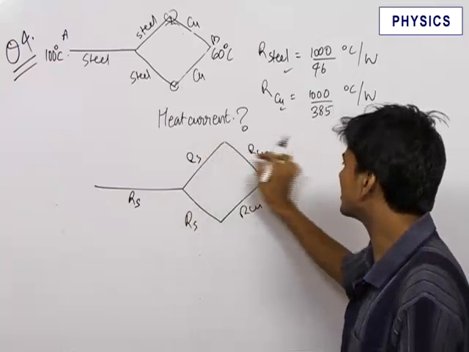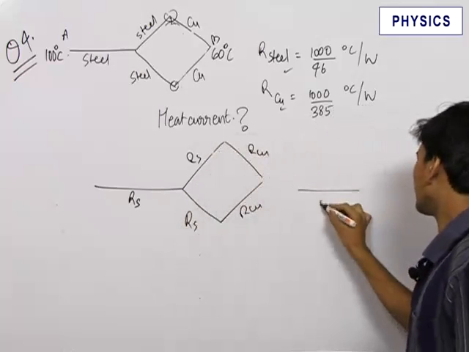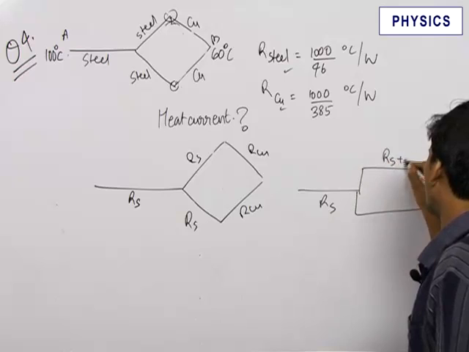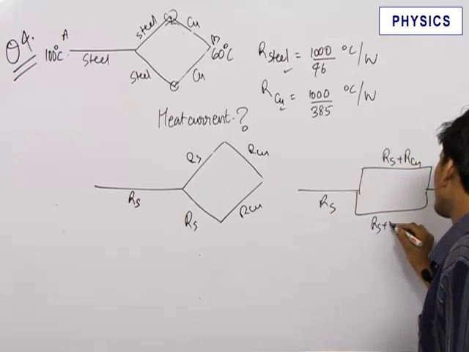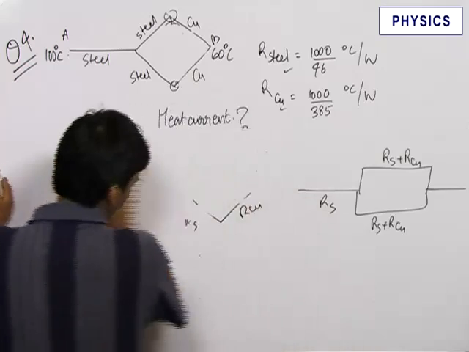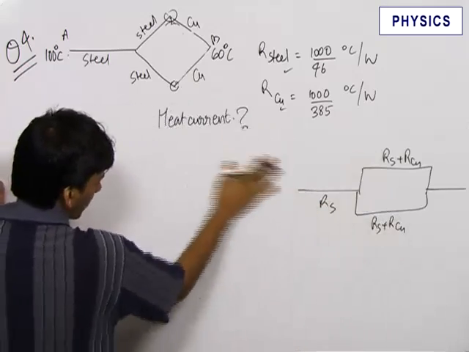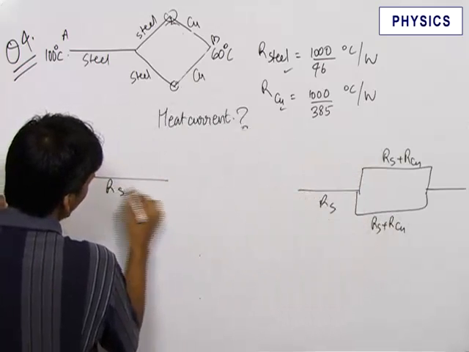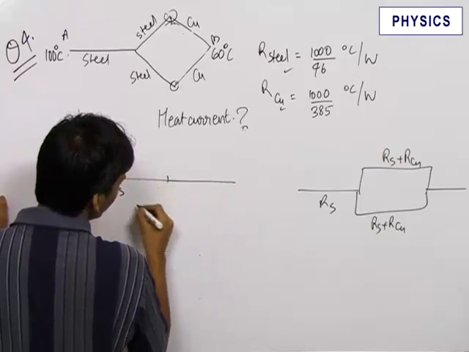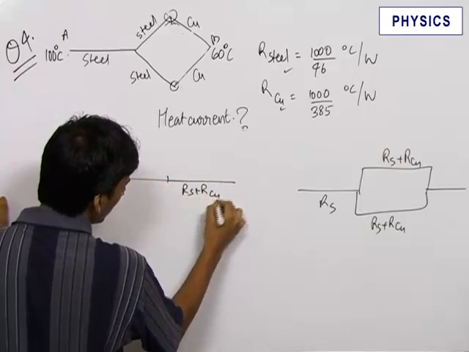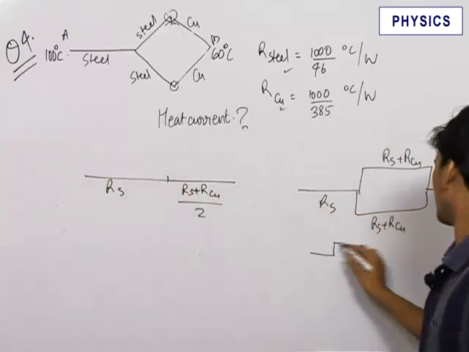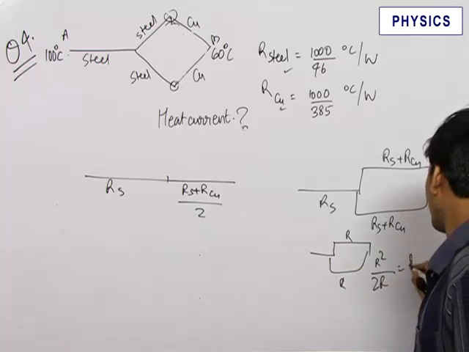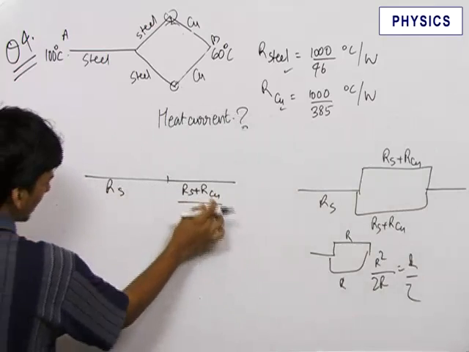This can be written as, since they are in series, we directly add them to get this system. This is RS plus RCU. This is also RS plus RCU. Now these two are in parallel. Two equal resistances in parallel give a value equal to R by 2. Therefore this becomes RS in series with (RS plus RCU) upon 2. This can be seen when there is R here and R here, this becomes R square upon 2R, that is equal to R by 2. Therefore this is (RS plus RCU) upon 2.